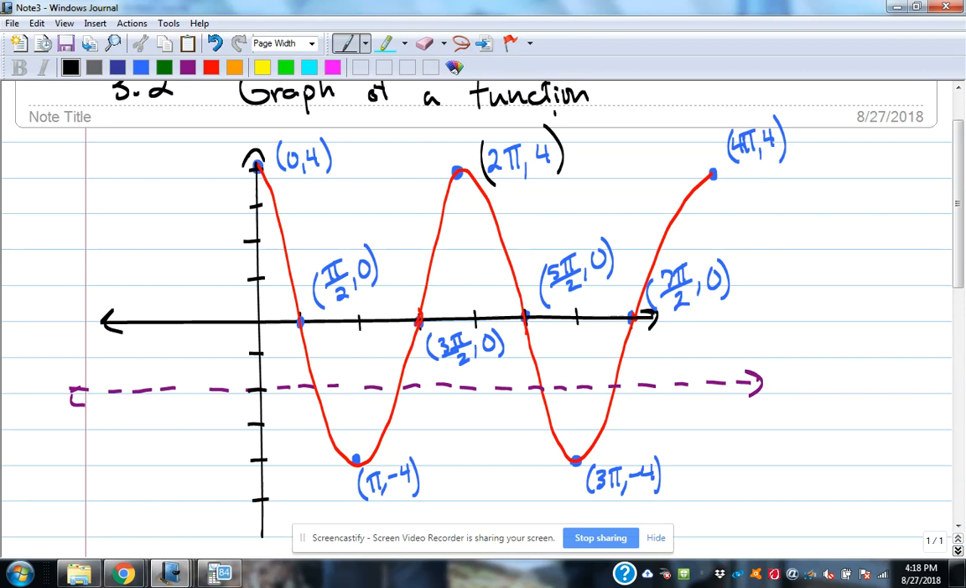The title of the section is the graph of a function, but it's not so much about being able to graph a function, but actually answering questions about the graph that we're given. The idea is to look at a particular graph that may be drawn, and we may not have an equation for it. We just have a graph. Like in this case, we don't have an equation for this graph. There's one that exists, but we just have the graph and some information about it.